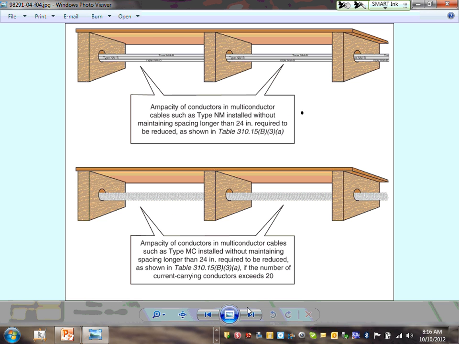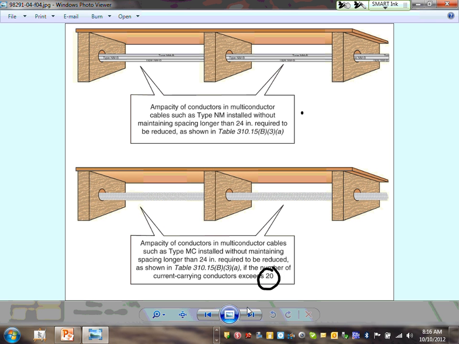These are cables. This is really cool. Ampacity of cables: if they run longer than 24 inches without maintaining separation, if you don't separate them for longer than 24 inches, you also have to derate them. Look at this one. If it's MC cable, derate for every 20, only 20. So take this.